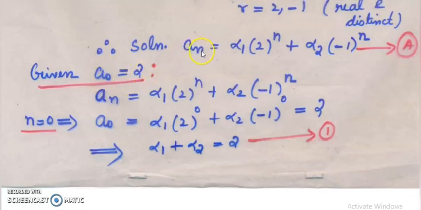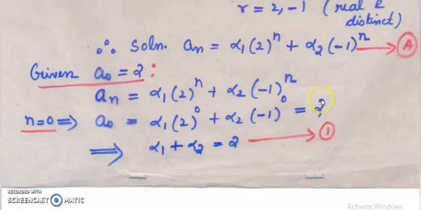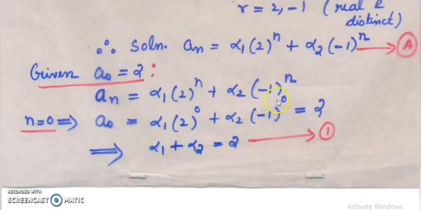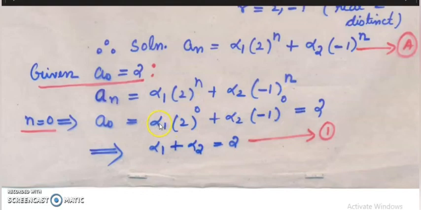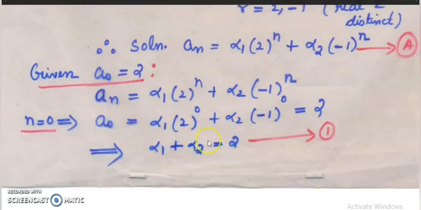So when you put 0 for n, it becomes A0, and this is equal to 2. Okay, we can equate it to 2 here. So now this implies, what is 2 power 0? Any number power 0 is 1. Minus 1 raised to 0 is also 1. So you get alpha 1 into 1, which is alpha 1, plus alpha 2 into 1, which is alpha 2, which is equal to 2. So this is equation number 1.